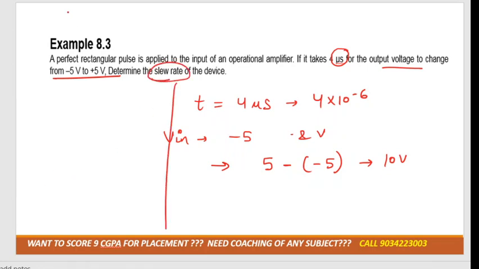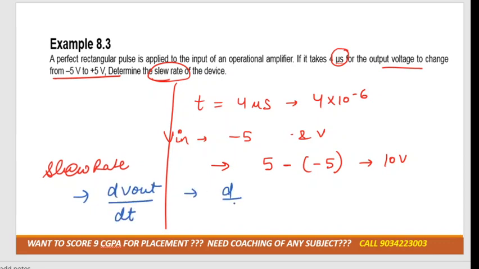Remember the slew rate formula I told you? The formula for the slew rate is how much? Slew rate is equal to change in voltage divided by the change in time. So d by dt of V, d by dt of V out.